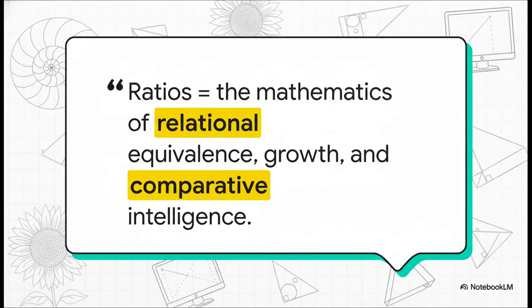Which brings us right here to our final unifying definition. Ratios are the mathematics of relational equivalence, how different things can be proportionally the same. They're the mathematics of growth structure, the very engine of change. And they're the mathematics of comparative intelligence, the language we use to make sense of the world.